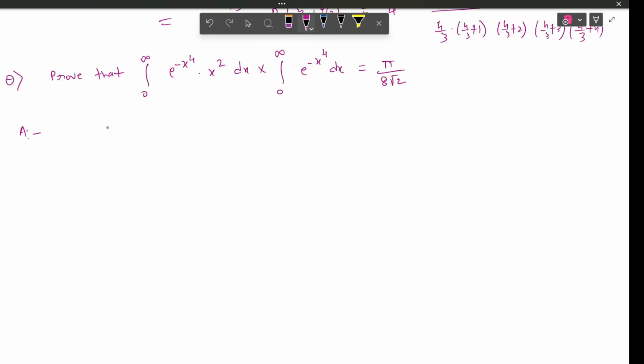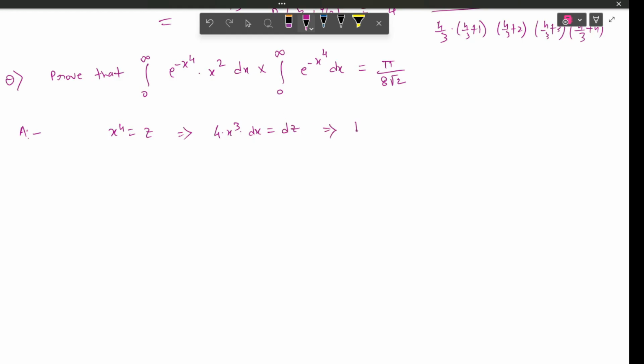So let us say x to the power 4. Let us take x to the power 4 as z. Then differentiate both sides with respect to x. It would be with respect to z. It would be 4x cube dx. That should be dz.